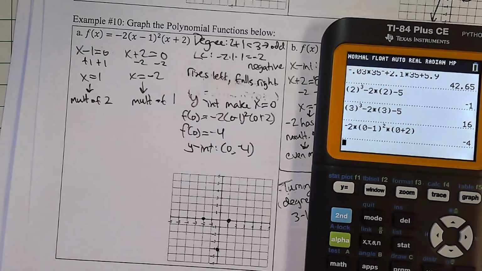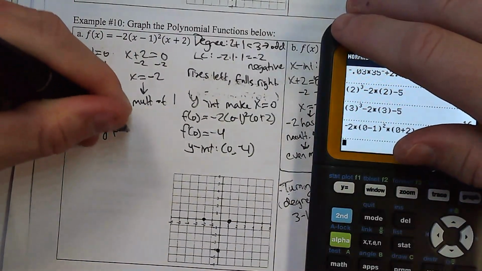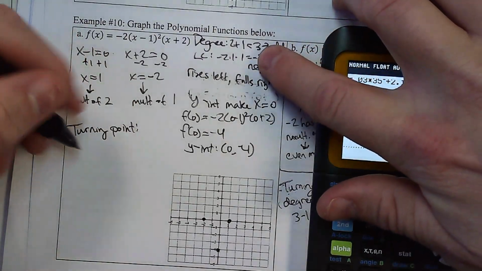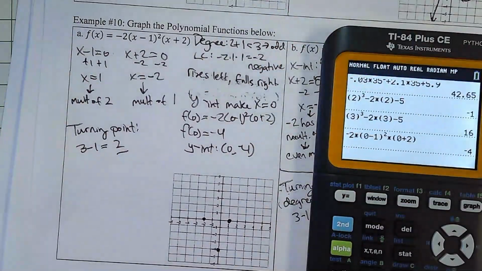So next, turning points. This is Cameron's thing. The degree, it's the degree minus 1. What's my degree? 3 minus 1, so it's 2. So there's going to be 2 turning points.